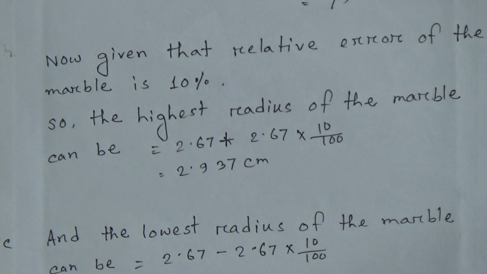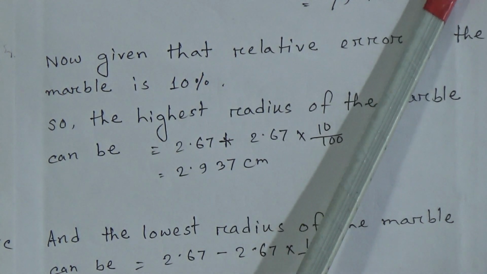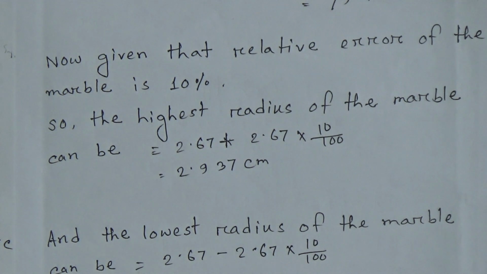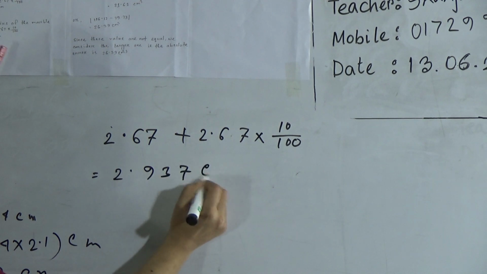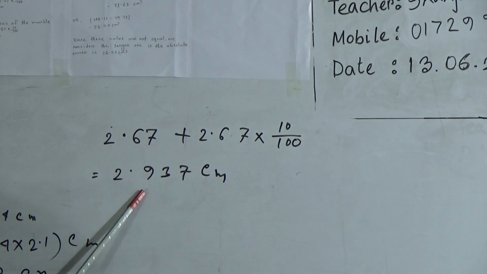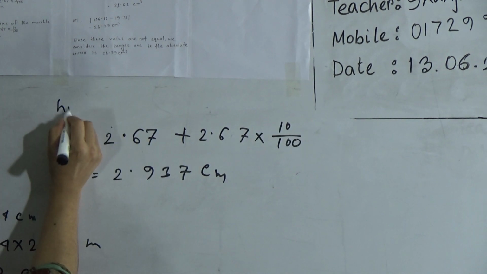2.67. This is the radius of the marble, okay, 2.67 plus 2.67 into 10 divided by 100, and it will be 2.937 centimeter. Okay, this is the highest radius of the marble.